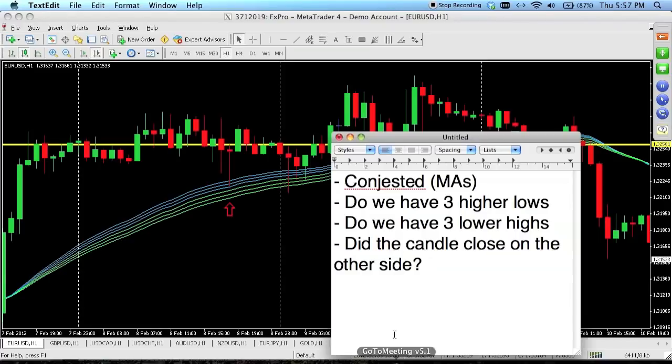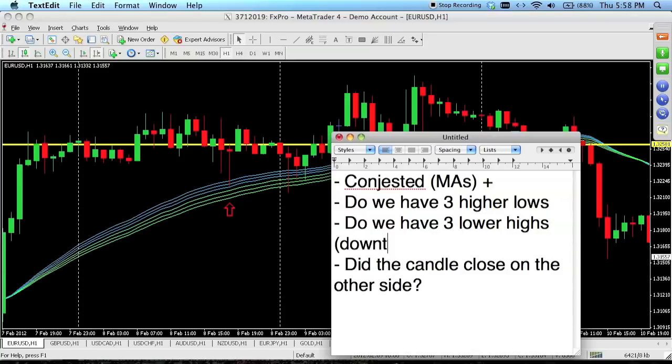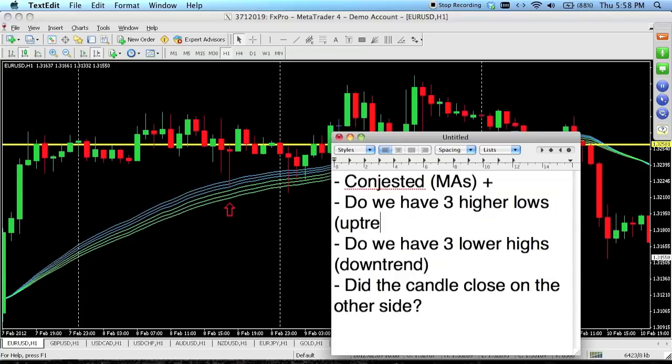Okay, so let's go through this. Is the MAs congested on this? No. So that's a good sign. That's a good thing. We'll call this a plus. Do we have three higher lows or three lower highs? Let's count. We have one, and then we have two. The one previously is not in a trend, so that makes it invalid. In a downtrend, you're gonna have three lower highs. Okay? This is for a downtrend. And this will be for an uptrend.